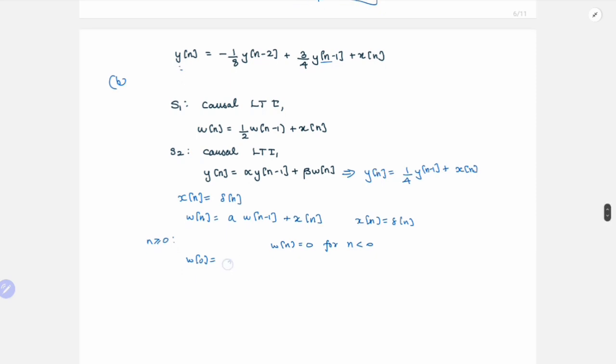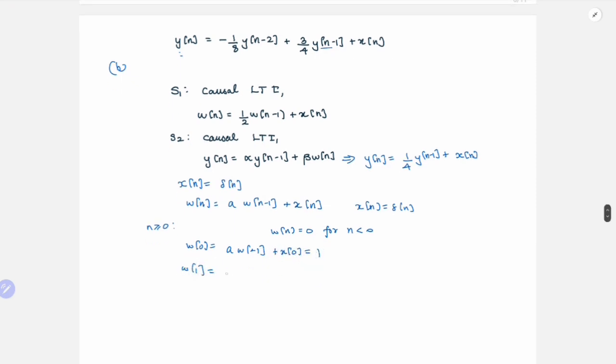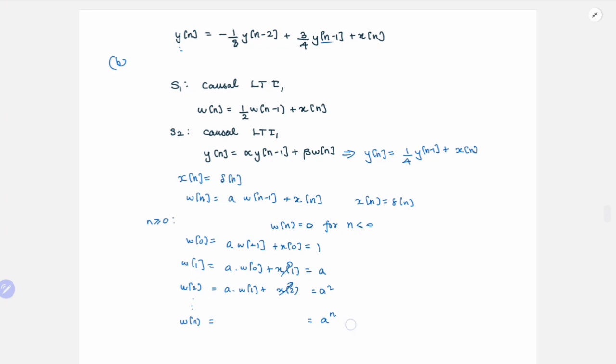So w of 0 is going to be a into w of minus 1 plus x of 0, so it is going to be equal to 1. Your w of 1 is equal to a into w of 0 plus x of 1, so it is going to be equal to a. W of 2 is going to be equal to a into w of 1 plus x of 2. These are again 0. This will be a square. Similarly, your w of n will be equal to a power n.